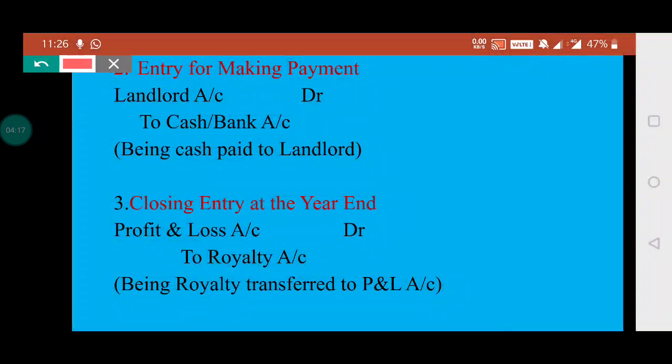Second journal entry for making the payment to landlord. Landlord account debit. Whatever may be the royalty or benefit, you have to pay him the minimum rent. So, landlord account debit 50,000. Minimum rent, whatever it is, that much you have to pay. To cash or bank account credit 50,000. So, narration being cash paid to landlord.